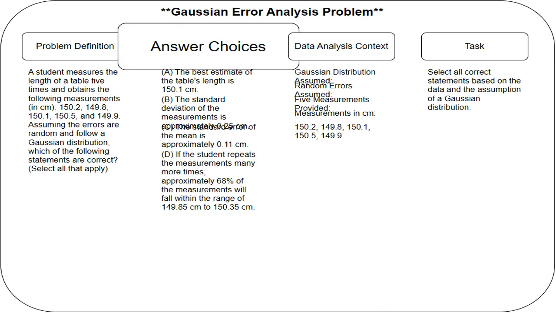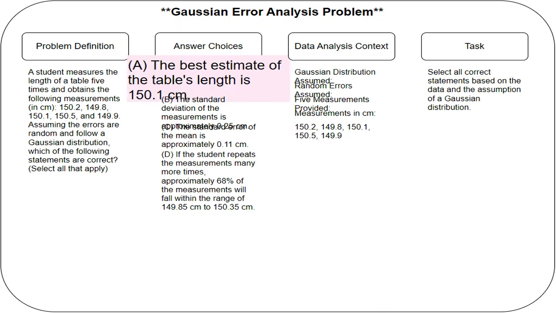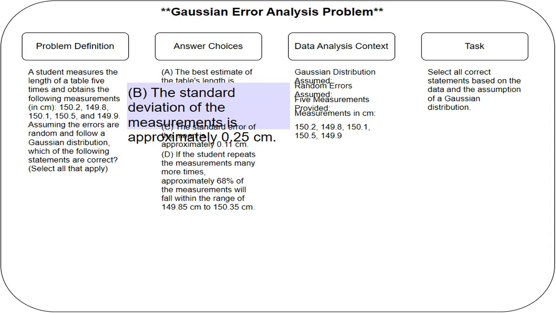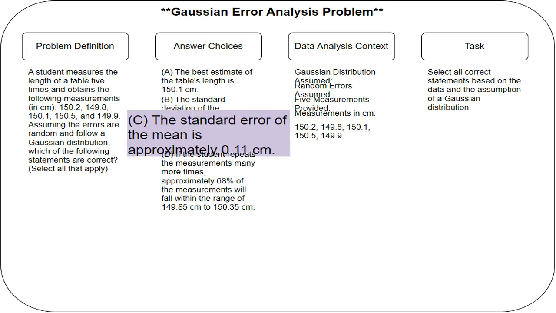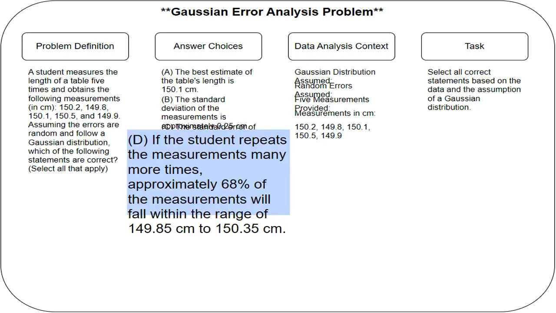Now, let's consider the multiple choice options provided. Option A suggests that the best estimate for the table's length is 150.1 centimeters. Option B proposes that the standard deviation of the measurements is roughly 0.25 centimeters. Option C posits that the standard error of the mean is about 0.11 centimeters. Remember that SEM measures the precision of the sample mean in estimating the population mean. Option D claims that if the student were to repeat these measurements many times, roughly 68% of them would fall within the range of 149.85 centimeters to 150.35 centimeters. This relates to the concept of a confidence interval within one standard deviation, assuming a Gaussian distribution.